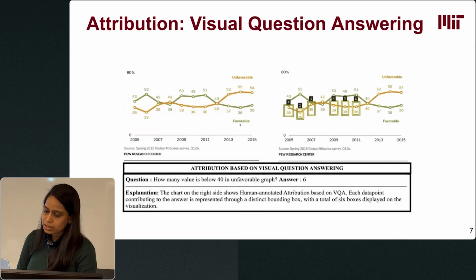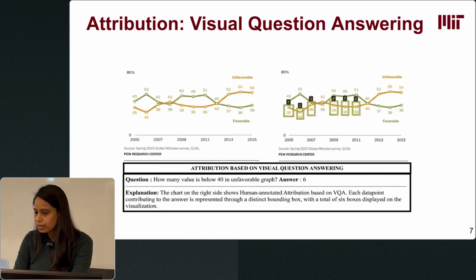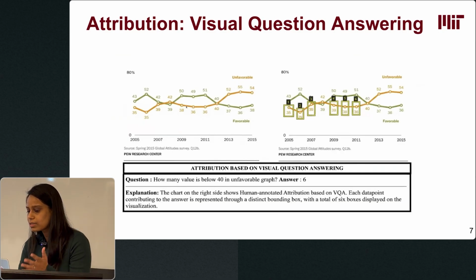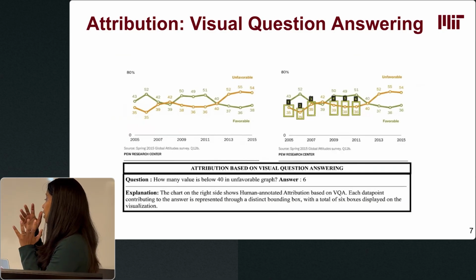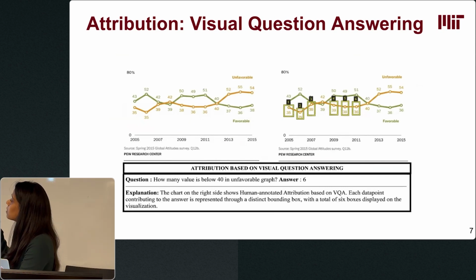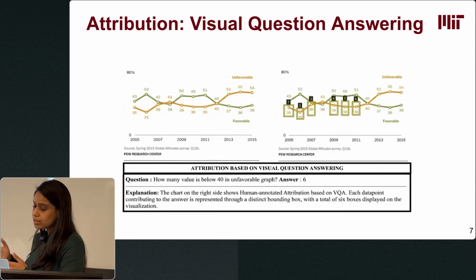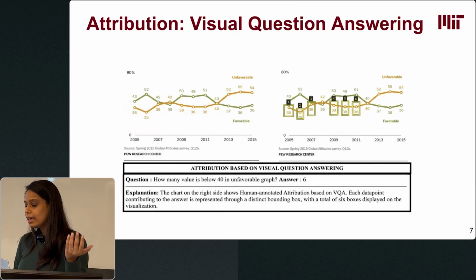If you look at this image, the question is how many values are below 40 in the unfavorable condition. Unfavorable is represented by the orange line. If we want values below 40, we'll start counting like this, and a vision language model can give us the answer. So what we proposed was, apart from giving the answer, it also needs to give us bounding boxes so that we can easily interpret where those answers are being extracted from.